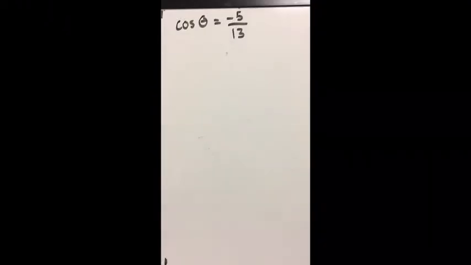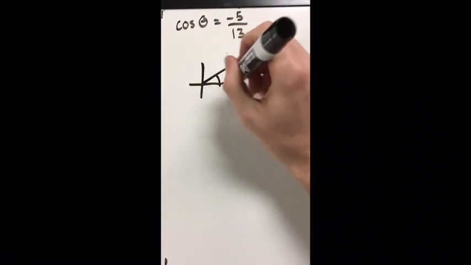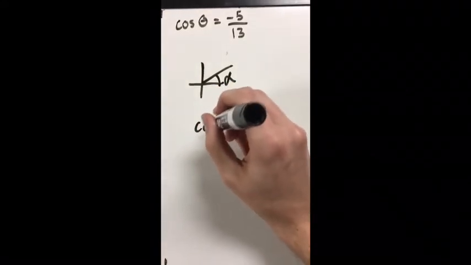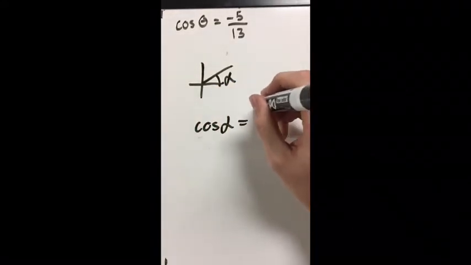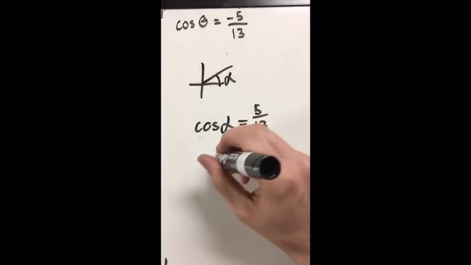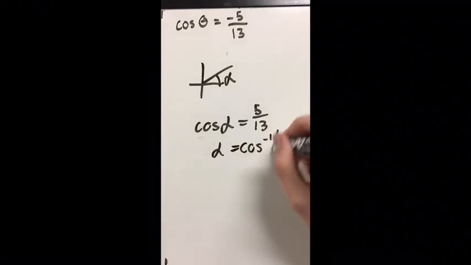Moving on to part C of our question, we need to find all of the possible radian values for theta. To do this, we must first find the related acute angle alpha. To do this, we'll write out the equation cos of alpha is equal to positive 5 over 13. This is because all trig ratios in the first quadrant yield a positive value. After this, we simply rearrange to solve for alpha. So alpha is equal to cos inverse of 5 over 13.